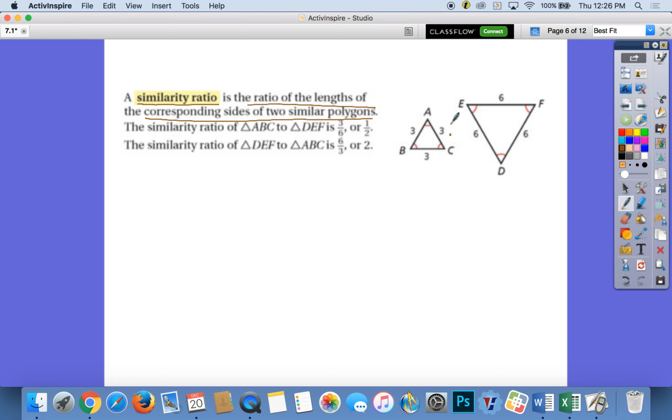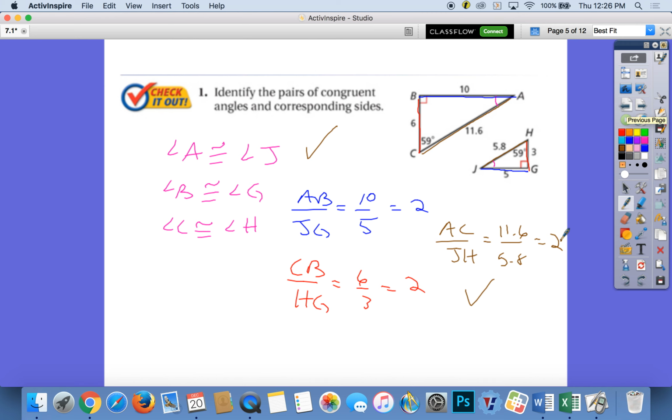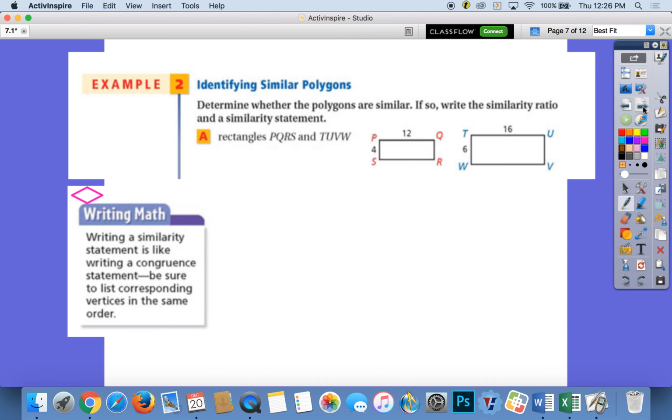In that case, it doesn't matter because all the angles are congruent, all the sides are congruent. But if you put AB is similar to ED, you're going to get 3 over 6. All right, that's your similarity ratio because they're all going to simplify to 1/2. Or if you put ED over AB, it's going to simplify to 2. So either of these are going to be your similarity ratio. What we found here on this slide is 2. 2 is your similarity ratio for that example.